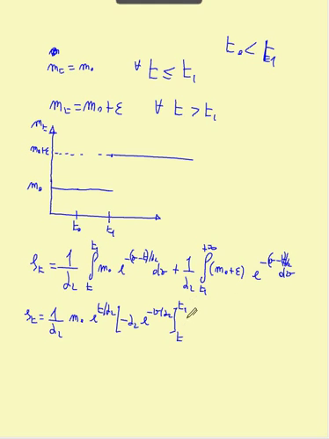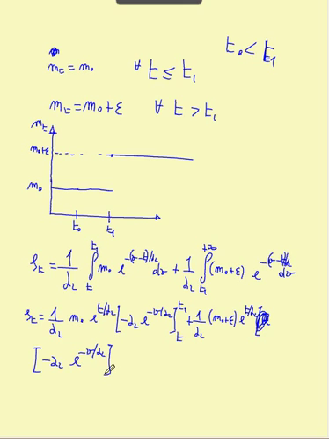The second part is 1 over alpha 2. We can put outside the integral M0 plus epsilon, which multiplies e to the power of t over alpha 2, and we have the same integral, minus alpha 2 e to the power of minus v over alpha 2, but between t1 and plus infinity, because the value of the integral is the same. This multiplies here, okay?